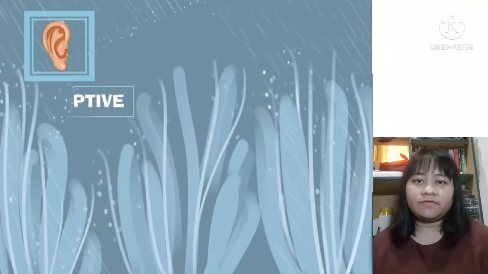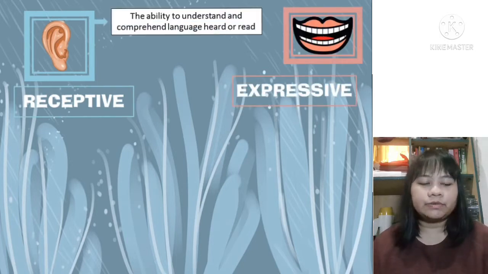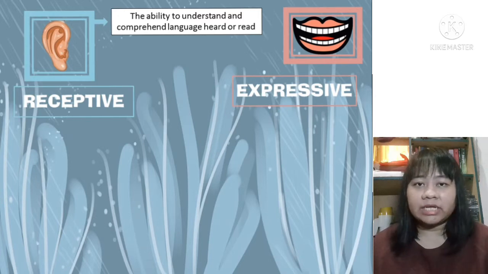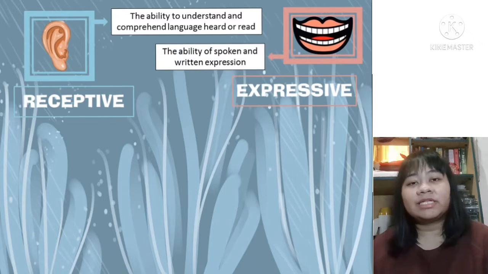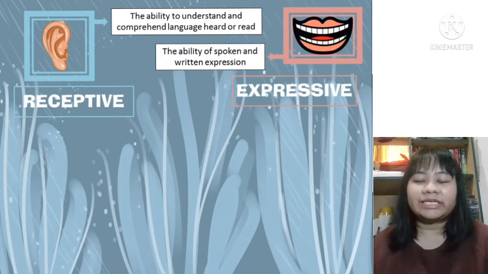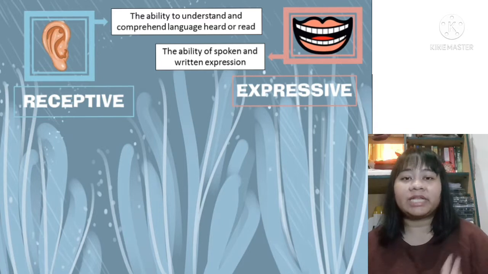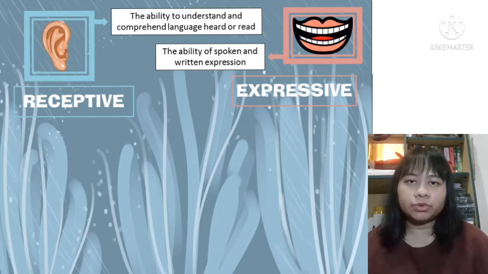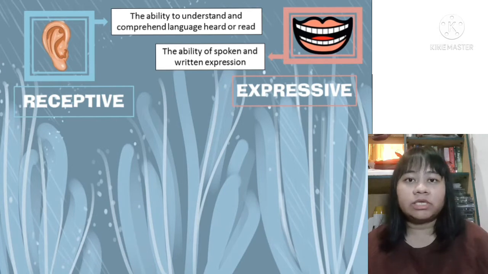More about receptive and expressive language. Receptive language is the ability to comprehend and understand language heard or read, while expressive language is the ability to show spoken or written expression. In language disorders, these two types of language become an inability for the children who have language disorder. Either they experience the inability of receptive language or expressive language, or a combination of both is also possible.